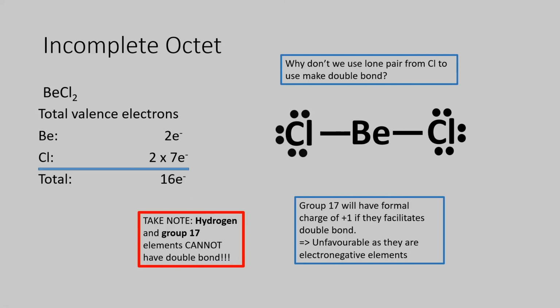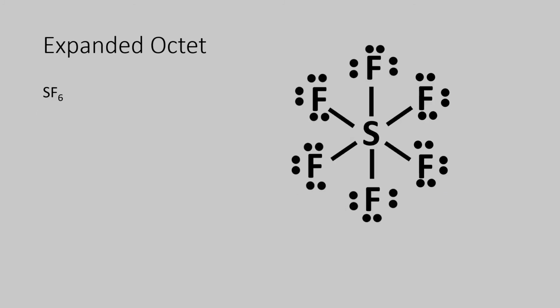So now kita tengok on expanded octet. Okay, expanded octet is by far the easiest one untuk spot. Sebenarnya you tengok disuruh lukis Lewis structure, you dah tahu dia expanded octet. One reason, because S and then F dia 6. Dia dah ada 6 fluorine.